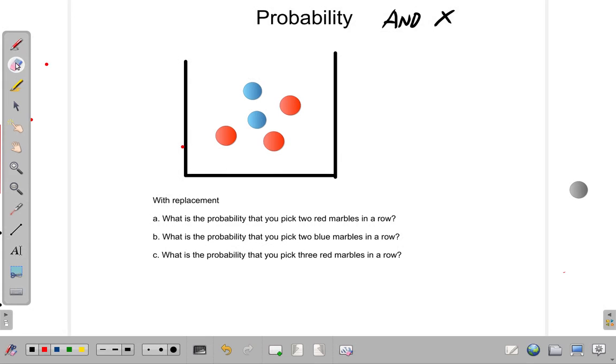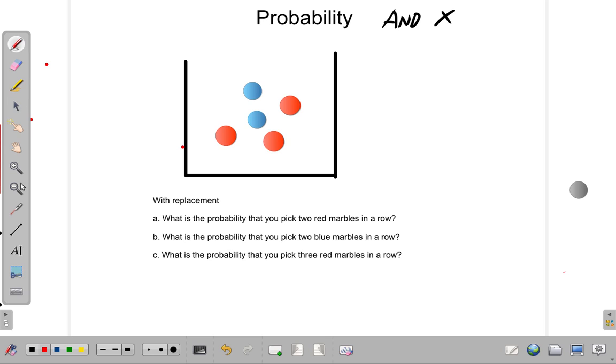Here, what we're doing is looking at the probability that you pick two red marbles in a row. It means you pick a red and a red again. We're looking at "and": one and the other. In this case, you're going to multiply. Alright? And remember, it's with replacement. So, what's the probability that you pick two red marbles in a row?